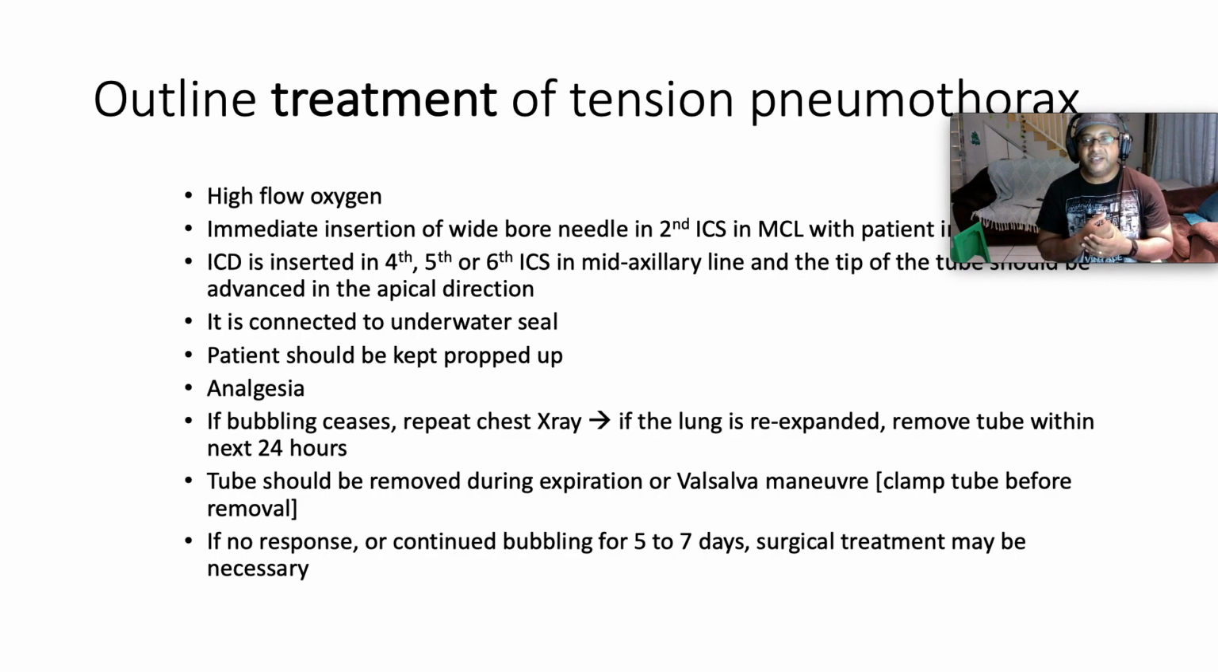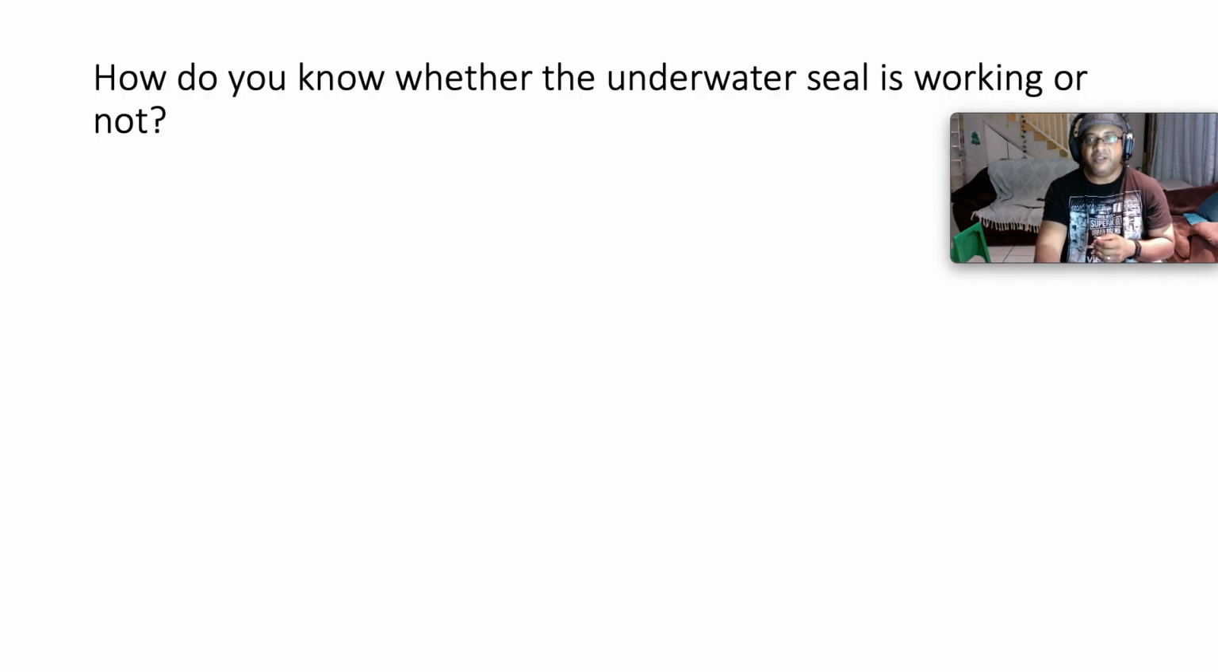Now, if the bubbling ceases, repeat the chest X-ray. If the lung is re-expanded, remove the tube within the next 24 hours. The tube should be removed during expiration or during a Valsalva maneuver. Remember, you want to clamp that tube before you take it out. If there's no response or if there's continuous bubbling for 5 to 7 days, surgical treatment may be deemed necessary.